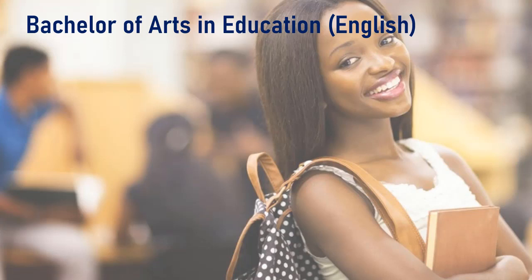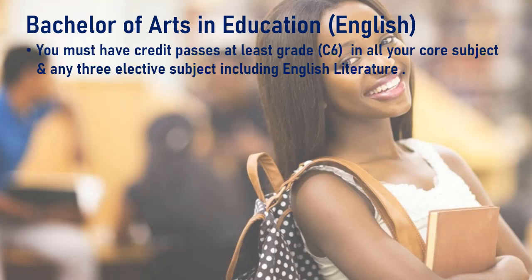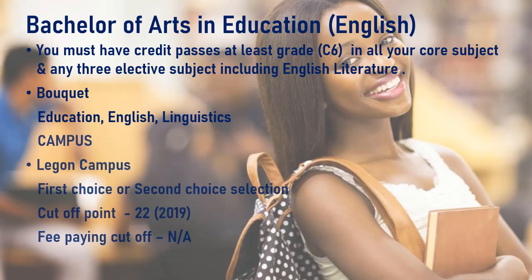Bachelor of Arts in Education English. The requirement is you must have credit passes at least grade C6 in all your core subjects and any 3 elective subjects, including English literature. So what this means is that English literature at the SHS level is a requirement to offer this program. This program offers a bouquet like Education, English, and Linguistics. It is available on the Legon campus and it's preferably a first or second choice selection. The cutoff point for last academic year was aggregate 22 and the cutoff point for fee payment is not applicable.